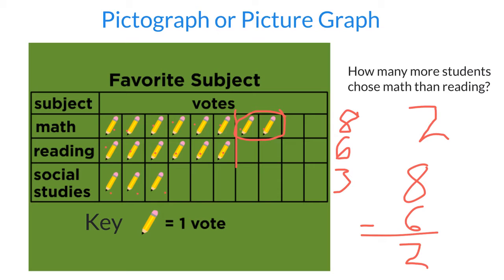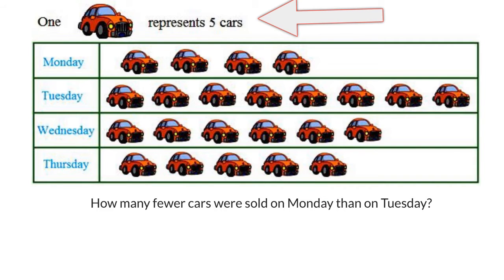Let's look at a different picture graph now. Now we have a picture graph of cars, and we're going to say that these represent cars sold at a dealership. Now the main thing up here is the key. One car represents 5 cars. So now it's not just 1, 2, 3, 4. Each one of these cars counts for 5 cars. We're going to need to do some skip counting here.